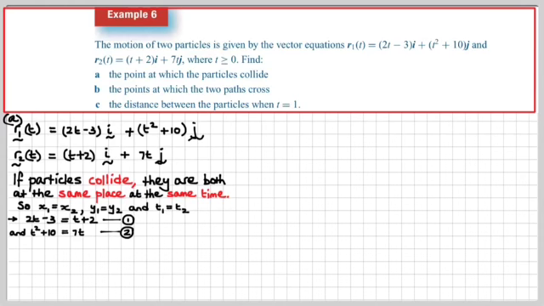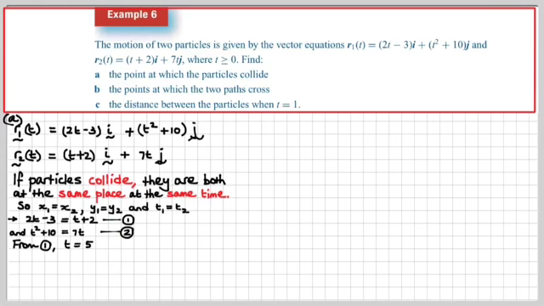Now, what I'm going to do is solve those. I'm going to solve this one for t, and I'm going to solve this one for t, and I have to make sure that the t values I get out of both of those solutions are going to be the same value. In other words, x1 equals x2, y1 equals y2 at the same time.